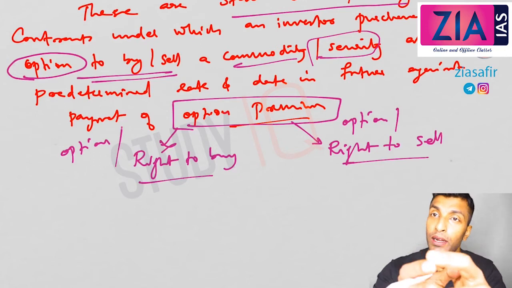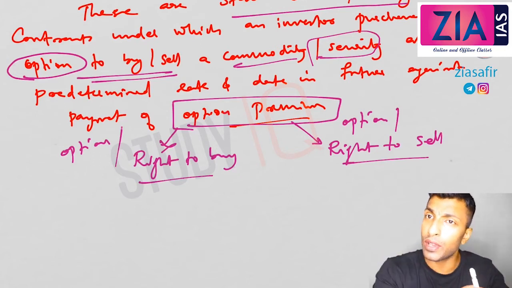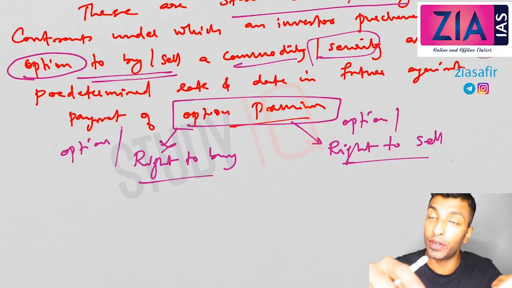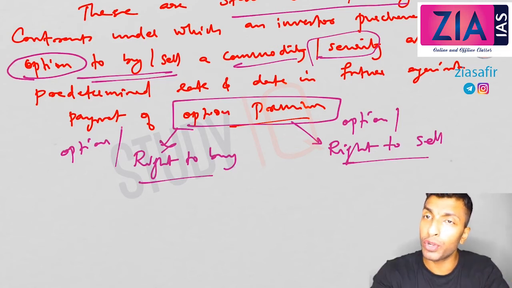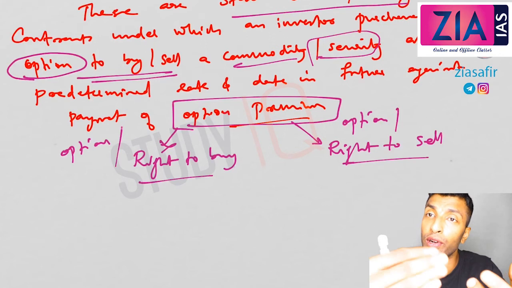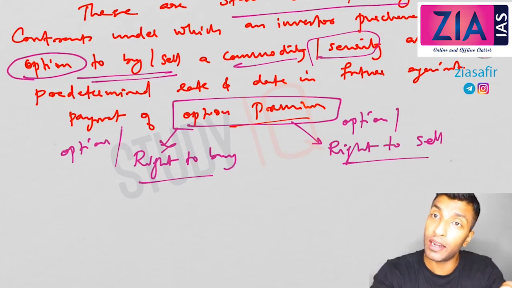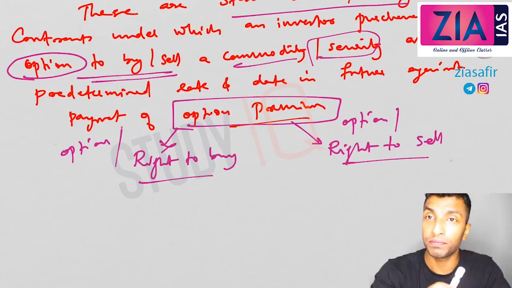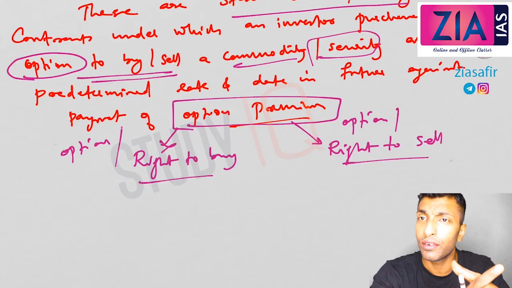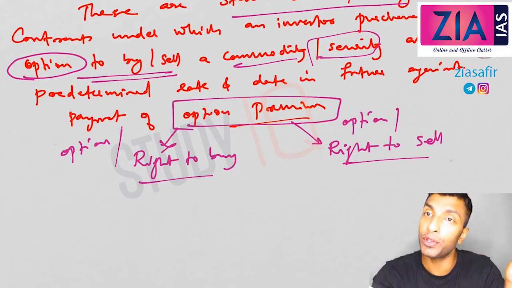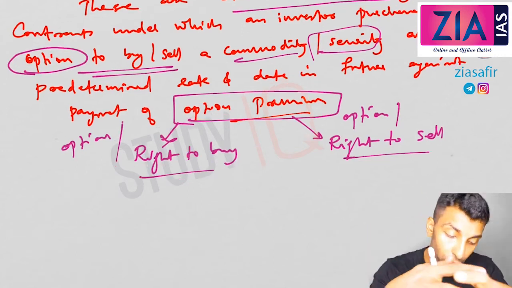See, for example, if the prices are coming down, then you can buy, and you can sell in the spot market, you get the profit. If the prices are going up, you don't want to buy, you can lapse it. What you will lose? You will lose the premium. That's it. Similarly, if you got the right to sell, if the price is going down, you can sell. If the price is going up, you don't want to sell. Okay, so I hope you understood here.